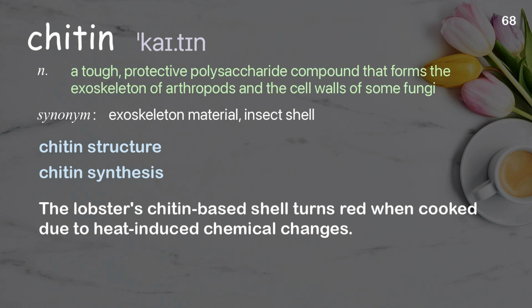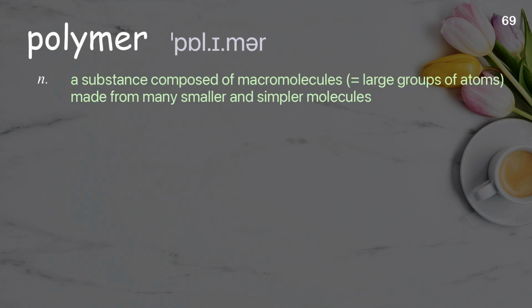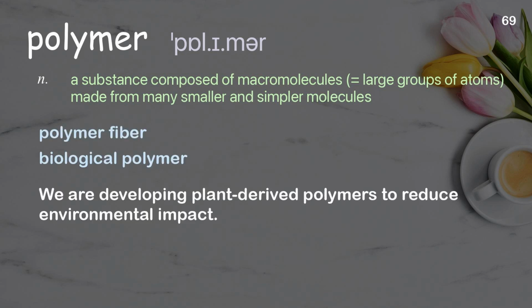Polymer: A substance composed of macromolecules, equals large groups of atoms made from many smaller and simpler molecules. Examples: polymer fiber, biological polymer. We are developing plant-derived polymers to reduce environmental impact.